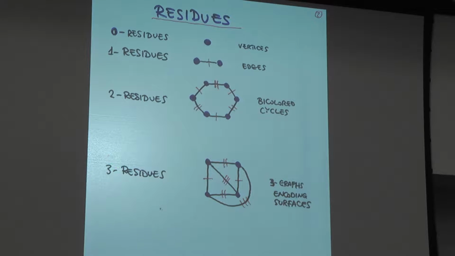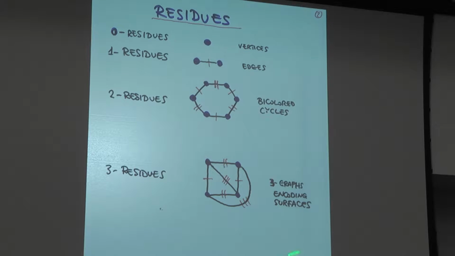And what is a three residue? A three residue is a subgraph of a four-colored graph spanned by three fixed colors. Of course, any connected component of the subgraph spanned by three fixed colors is a three residue. And for any three residue, you can associate a color, which is the missing one. For example, this is a three residue. The missing color is zero, so we can associate to this three residue the color zero.